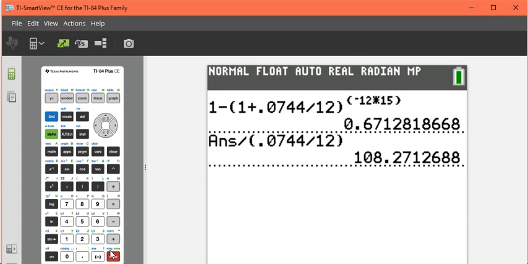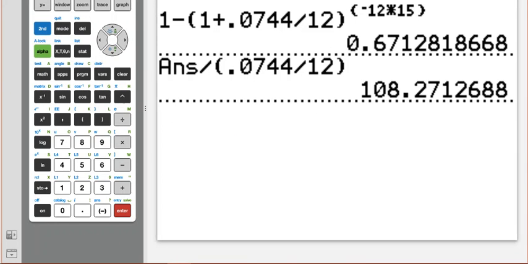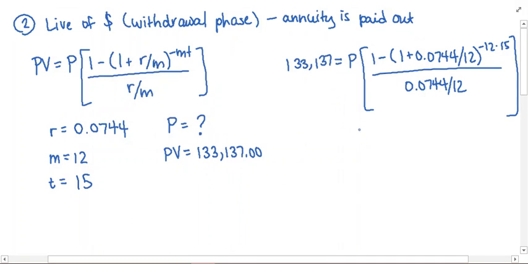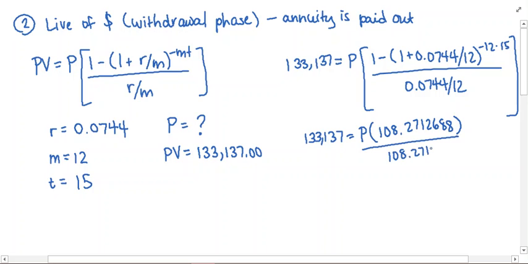So let's go jot this down. On the right side, we're going to have P times this number we just got out of the calculator. And on the left side, we still have 133,137. P is multiplied by this 108 point blah, blah, blah number. So to undo that, we need to divide both sides by this number. Whatever you do to one side, you have to do to the other.